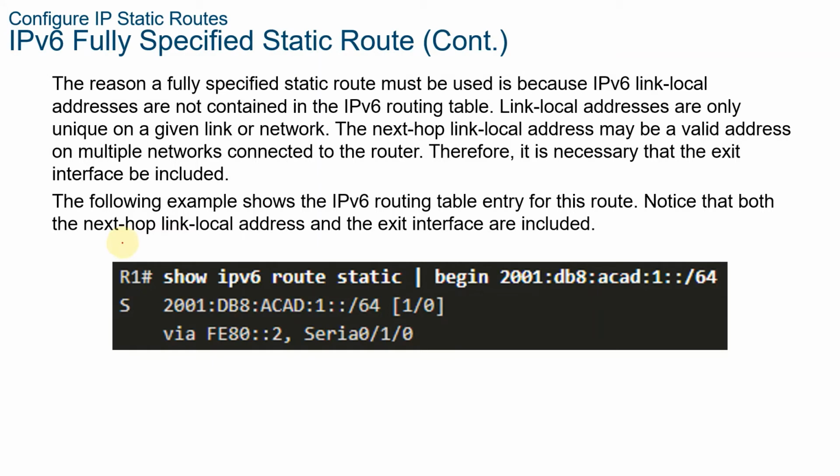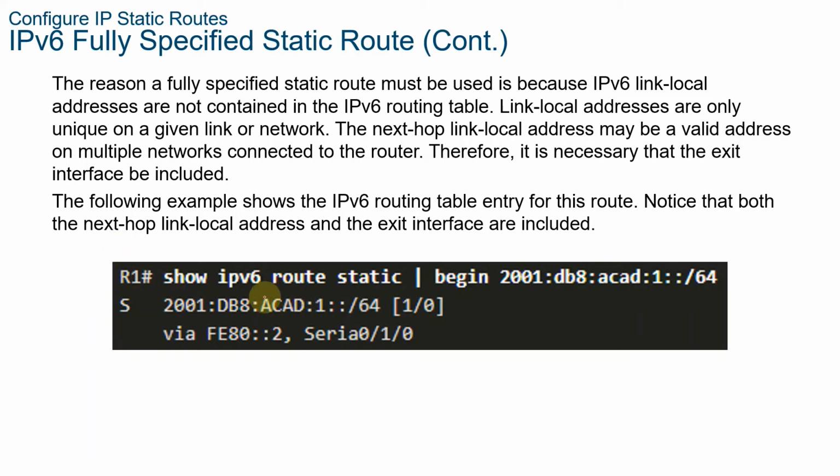The reason a fully specified static route must be used is because IPv6 link local addresses are not contained in the IPv6 routing table. Link local addresses are only unique on a given link or network. So the next hop link local address may be a valid address on multiple networks connected to the router. Therefore, it is necessary that the exit interface be included.